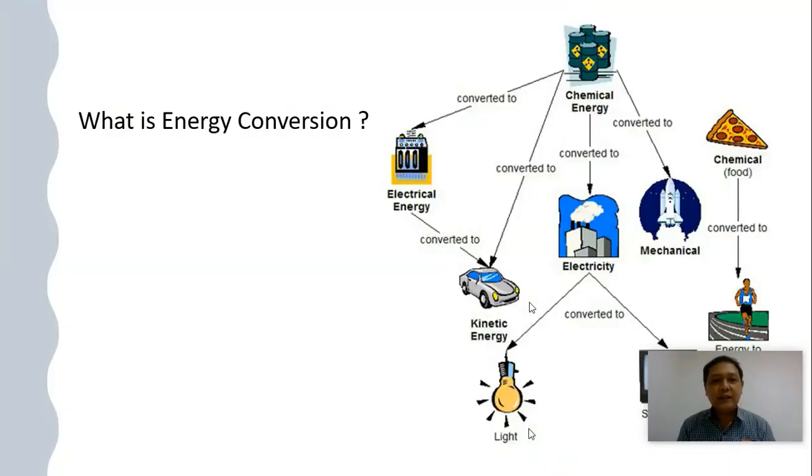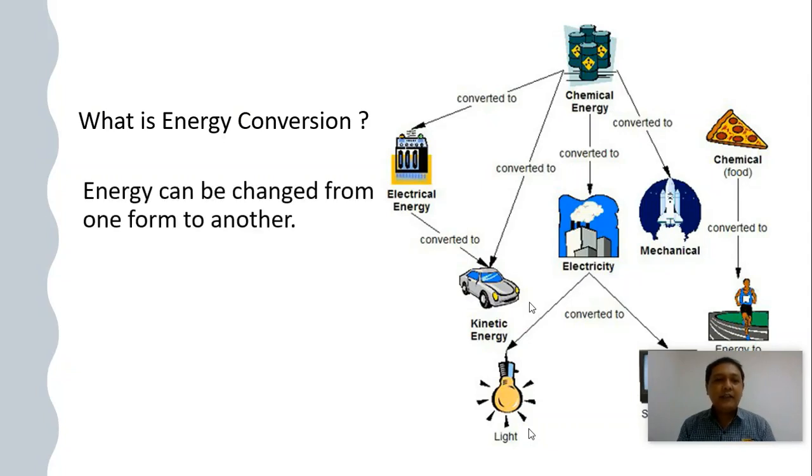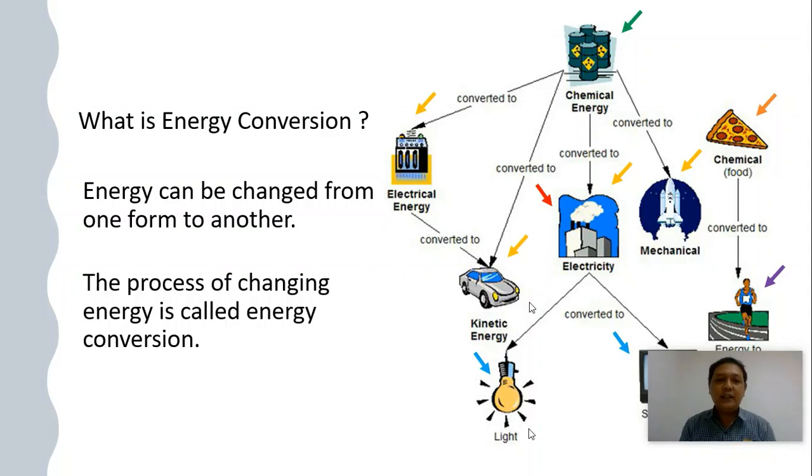What is energy conversion? Energy can be changed from one form to another. We can see chemical energy convert to electrical energy or convert to kinetic energy, electricity, and mechanical. And another one, electricity convert to light or sound and light. Another example, we can see chemical energy convert to work. The process of changing energy is called energy conversion.